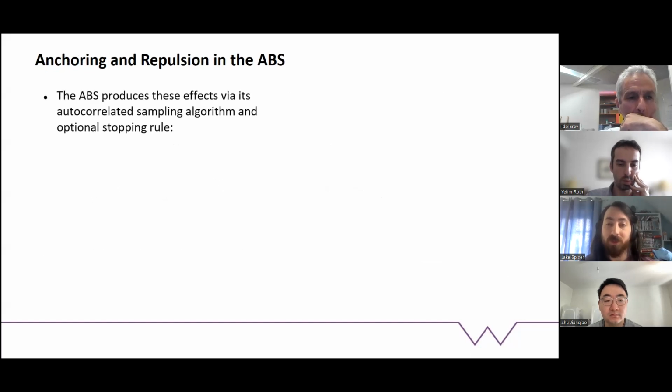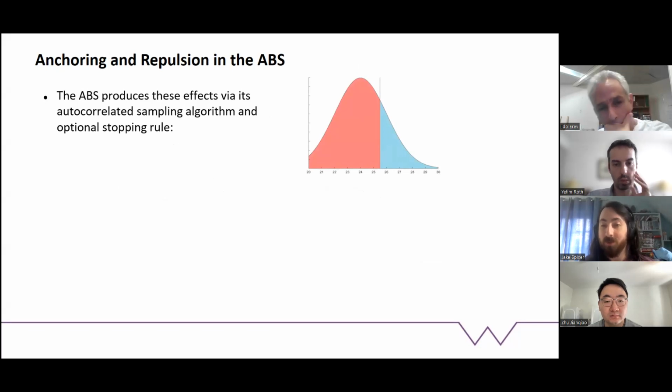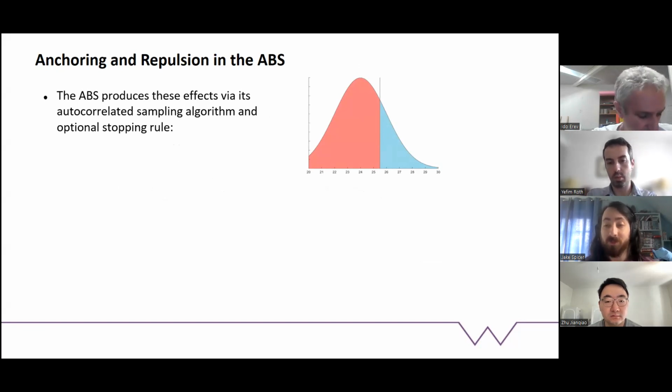So we return to the example that Zhu was giving in the previous section. We have some sort of stimulus centered on 24, and we have this decision boundary between 25 and 26. We can produce both a decision and an estimate from the same set of samples from this data and see what kind of effects we have. And we will see both of these effects because of the autocorrelated sampling algorithm and also the optional stopping rule that Zhu was describing previously.